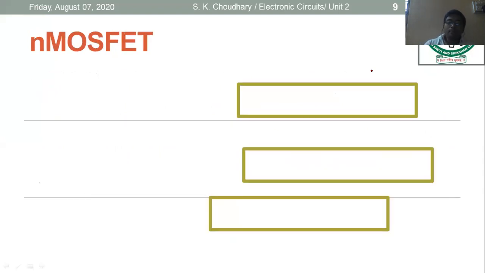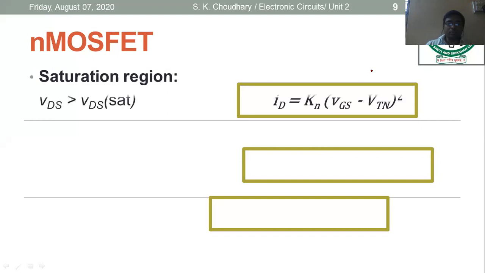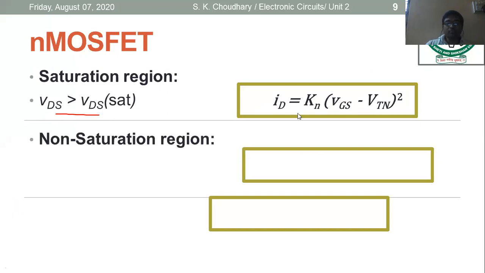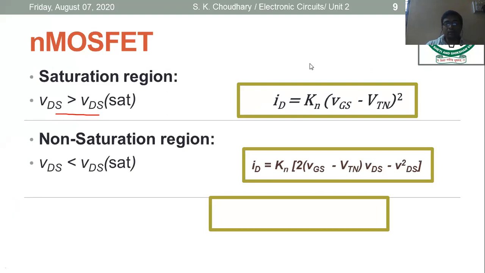Now before going to the actual topic, you have to take an overlook at some formulas. These will come into use when you learn about inverters. We are going to use the N-channel MOSFET here. In the saturation region, the condition is VDS greater than VDS sat, and the current formula is ID equals Kn (VGS minus VTN) whole square. In the non-saturation region, the formula and condition are modified. Now VDS is less than VDS sat, and the current formula is ID equals Kn times 2 (VGS minus VTN) VDS minus VDS square.